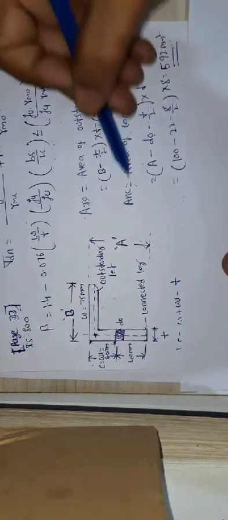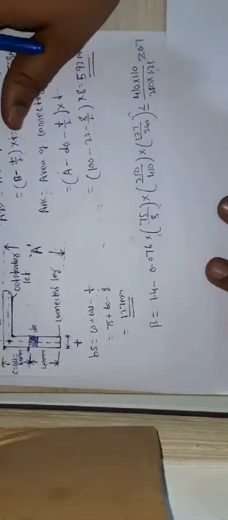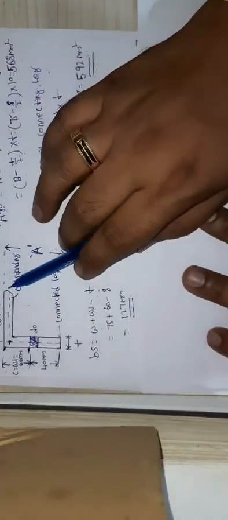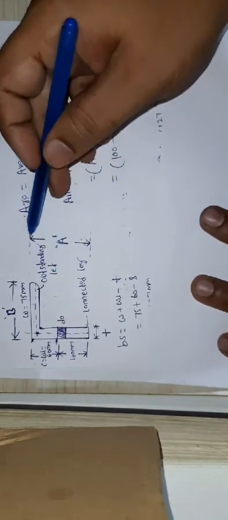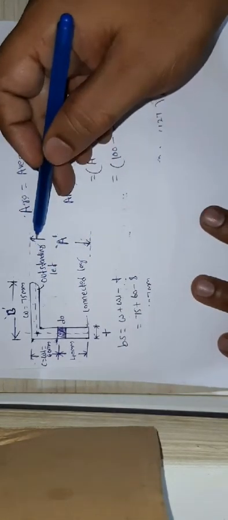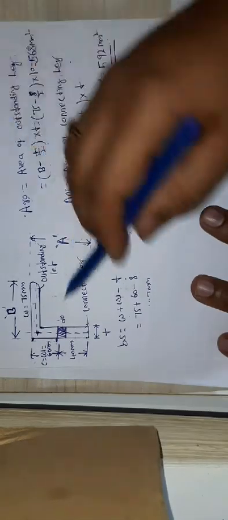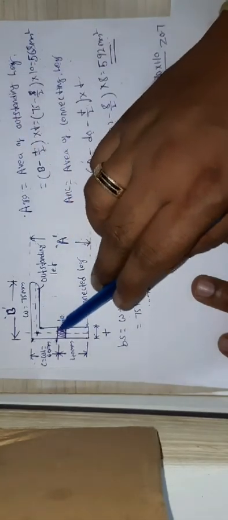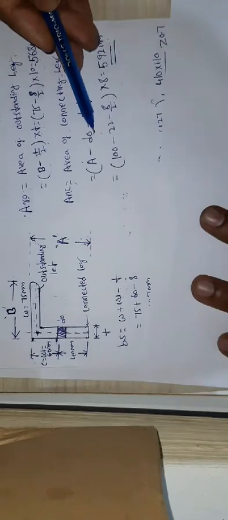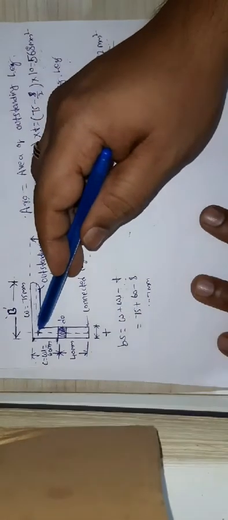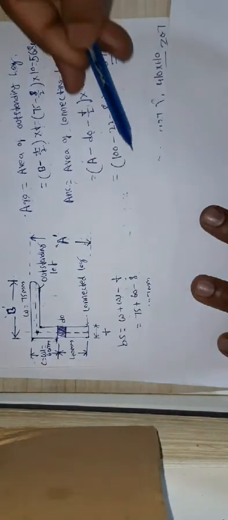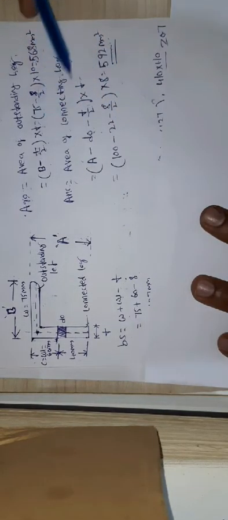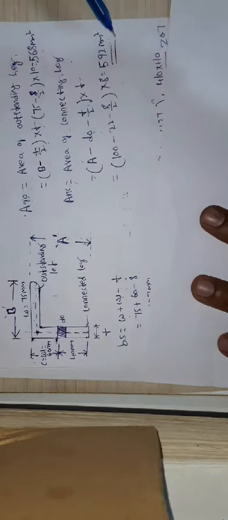Similarly, I need to calculate the area of the connecting leg. The total length of the connecting leg is A. The effective length is A minus d0, that is, we deduct the diameter of the bolt hole, minus t by 2. I already explained that we take the effective length from here to here, so t by 2 into t. I got the value: the area of the connecting leg is 592 mm squared.